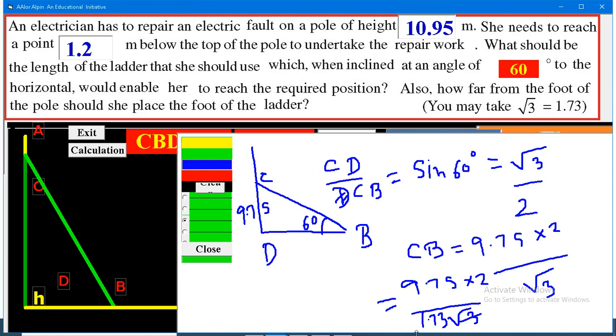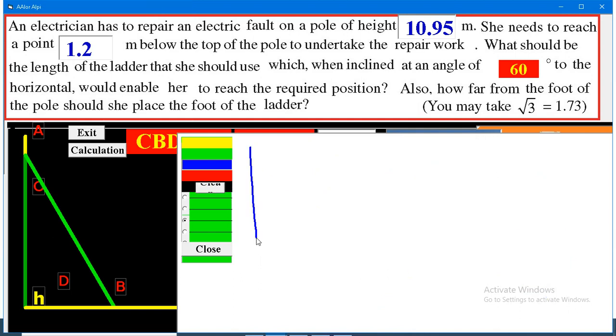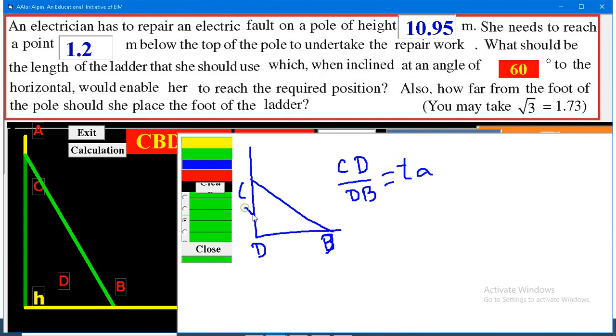Tan also, base you have to find by the tan theta. So in that case, you are going to find the base. Sorry, this is B. Now I have to find the base. Base will be CD by DB is equal to tan 60. Now I have to find the perpendicular and base. Tan 60 is root 3, correct?